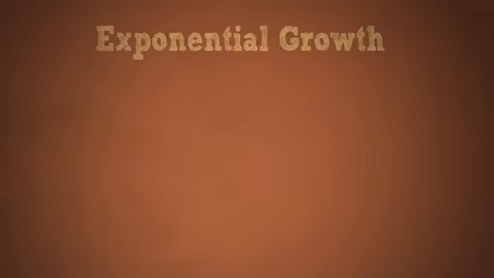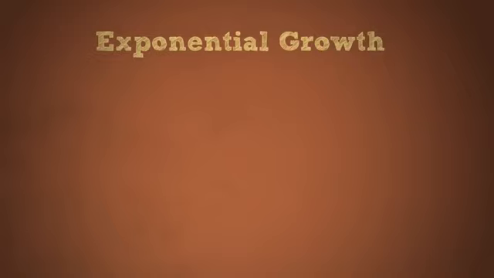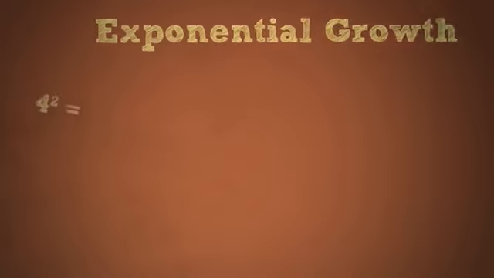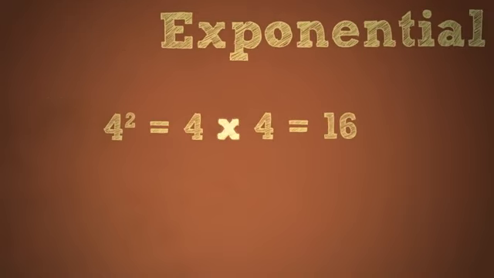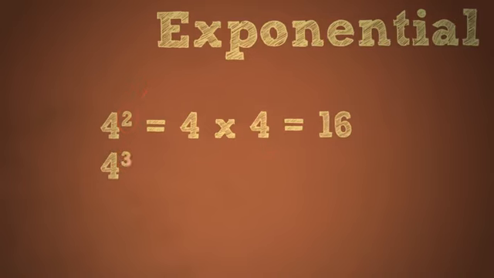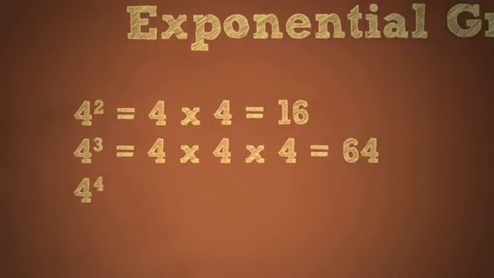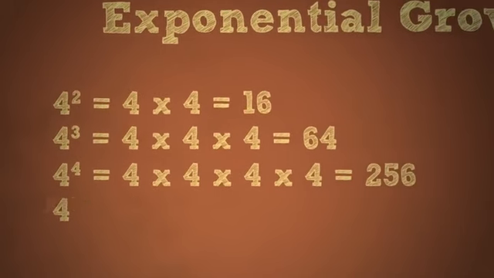Exponential growth is slightly more complicated because instead of repeated addition, it is based on repeated multiplication. In the world of math, we show repeated multiplication by using an exponent. For example, this is 4 raised by the exponent 2, which means 4 times 4. So with exponential growth, you have something being multiplied over time.